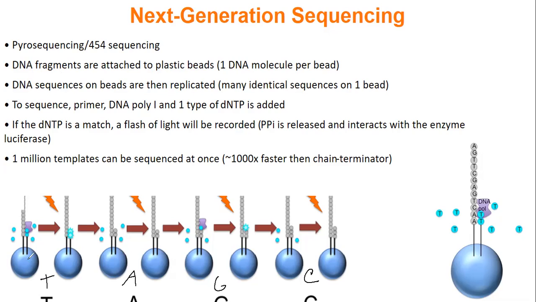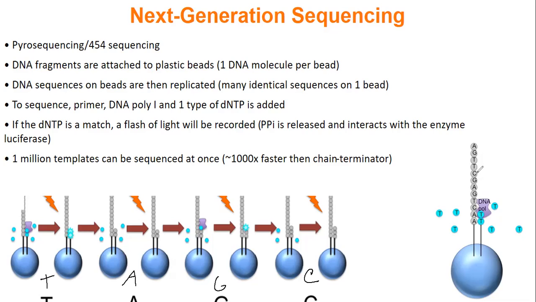So on the bottom left, we have our plastic bead, that's this blue thing, and the long gray thing is our DNA. And what you do is you add 1 nucleotide at a time. So here, we're adding only thymine. And if our sequence begins with A, then thymine will attach.